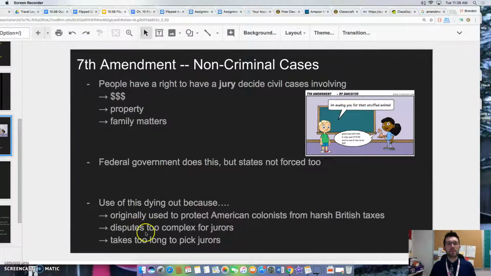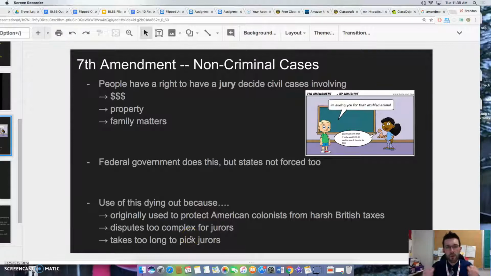The second reason why this amendment is dying out is because the disputes people have over money, property, and family matters are becoming too complex for the average juror or average citizen to figure out. We're delving into laws here that just are over people's heads, especially if you're dealing with arguments between two big companies, or maybe a very wealthy family that's getting a divorce, trying to decide who gets what portion of the estate. And the last part is, it just takes way too long to pick the jurors.